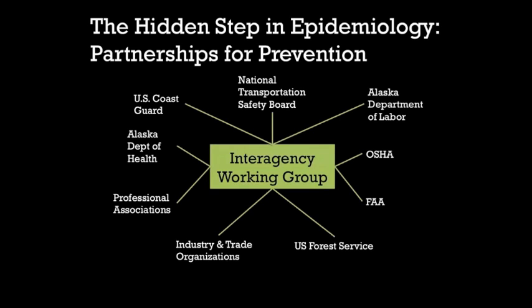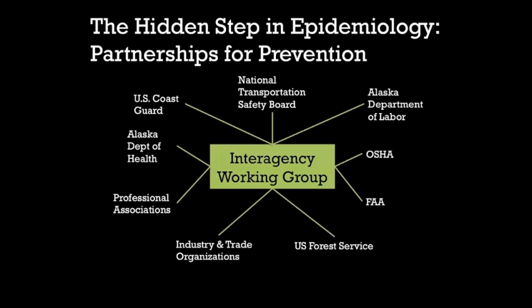Now, I mentioned before that there are 4 steps in the public health approach. The hidden step in the public health approach to disease and injury prevention involves forming partnerships for prevention. NIOSH formed the Interagency Working Group to identify and prioritize prevention opportunities. There was some overlap between the Interagency Working Group and the Occupational Injury Surveillance System, but this was really the group that decided what to do about Alaska's high rates.